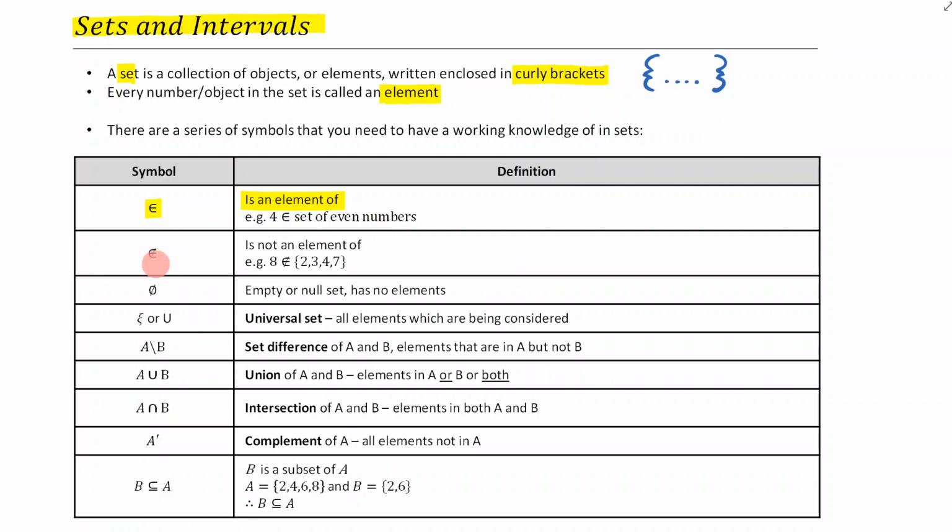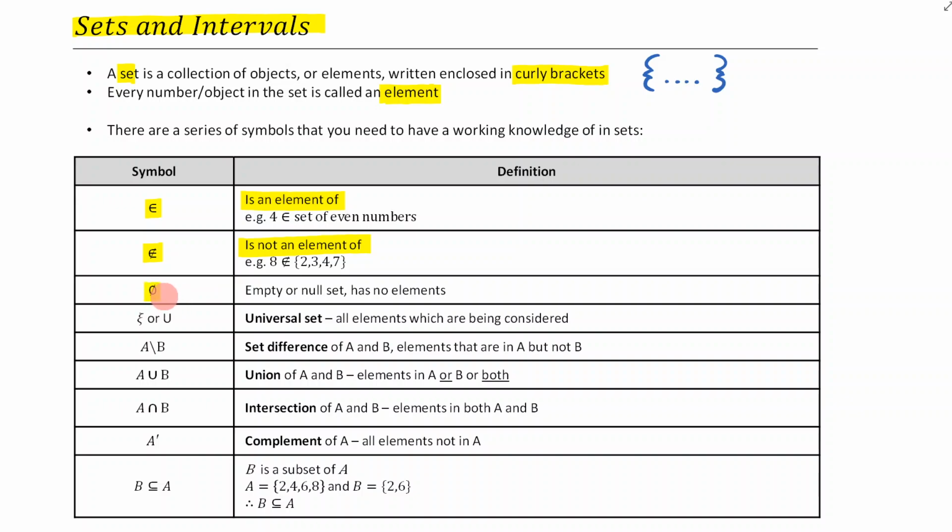Well, 4 is a part of that set. Next, we have is not an element of. So that's epsilon with a line through it, is not an element of. So for example, 8 is not an element of this set right here. And the reason why that's the case is because 8 isn't in this set. As you can see, you have 2, 3, 4, and 7. There's no 8 in here. So 8 is not an element of this set here.